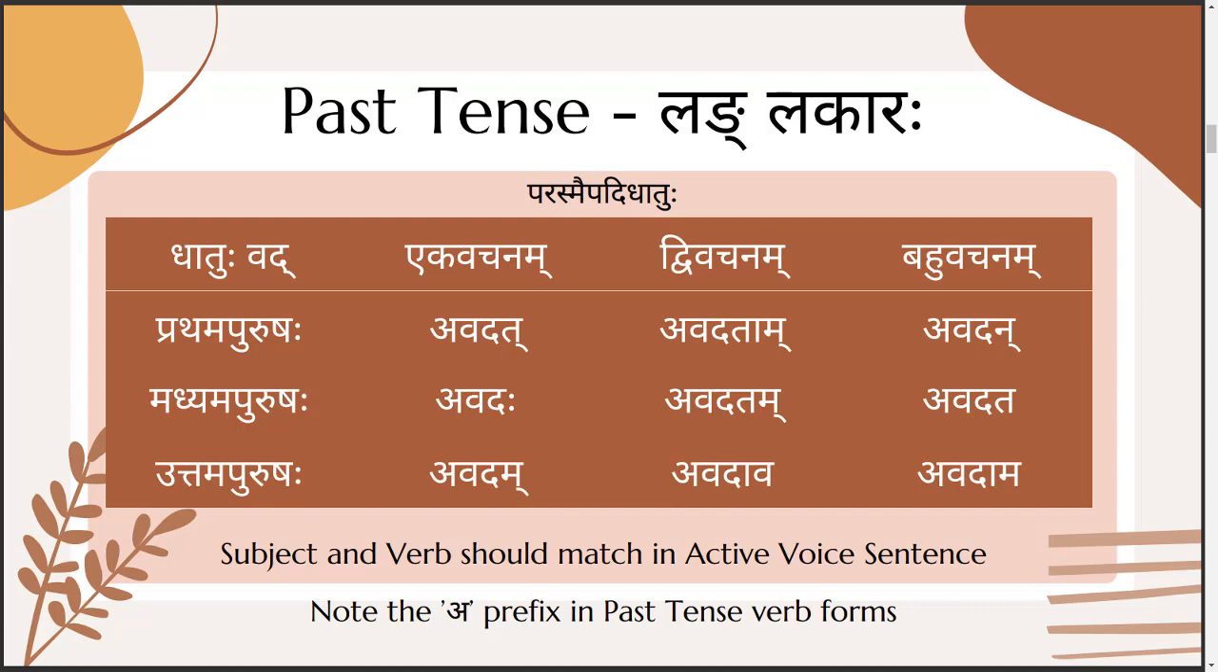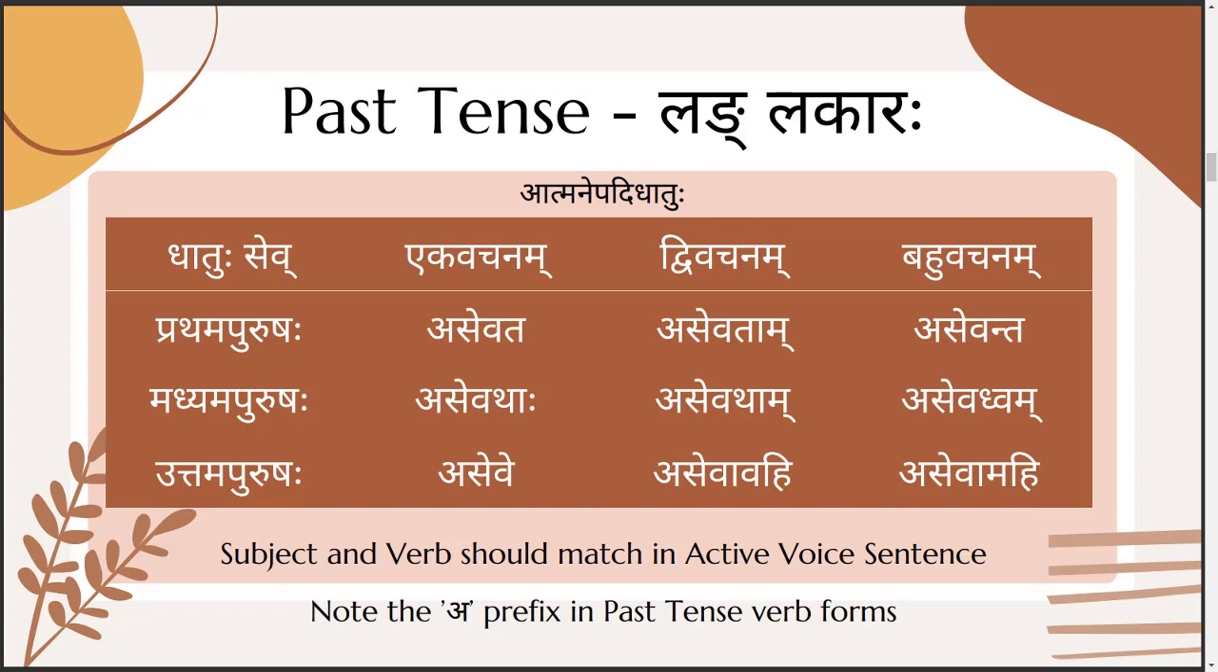Then in the past tense, lang lakara: avadat, avadatam, avadan, avadaha, avadatam, avadata, avadam, avadava, avadama. The dhatu is the same vad dhatu. In parasmaipadi form, this is how the 9 forms are. And you can see that in the past tense, the verb form will start with a. If it is with an upasarga, then it will have a different starting form. That I will be telling every now and then when we come across a verb with upasarga.